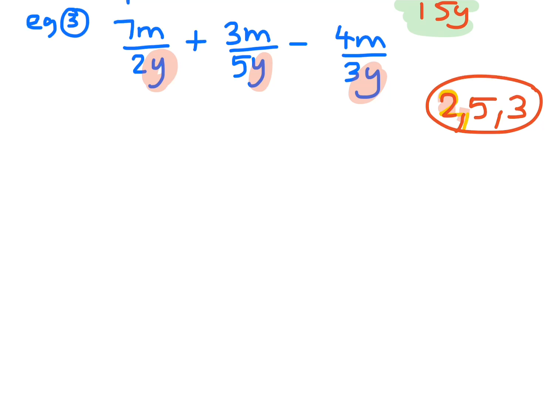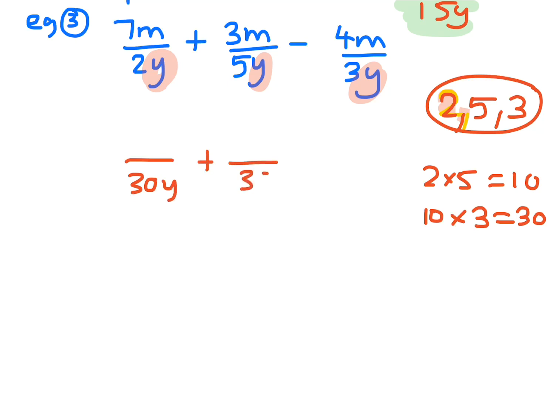Okay, so if we start off and we went 2 times 5, we'll get 10. But you can see 3 doesn't go into 10. So if I get the 10 and I multiply it by 3, I will get 30. So if I make the common denominator here 30y, and you write that on the bottom, then we're kind of all good.